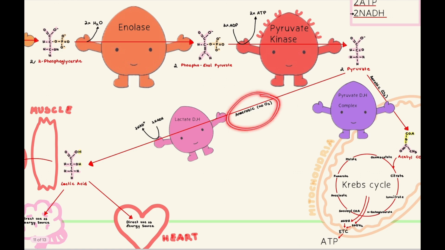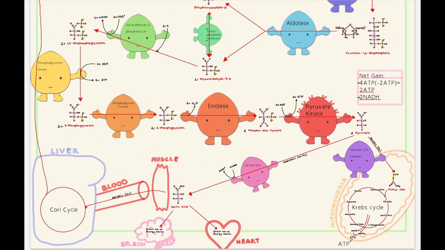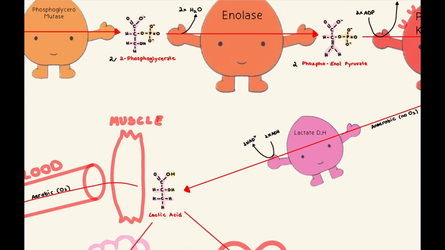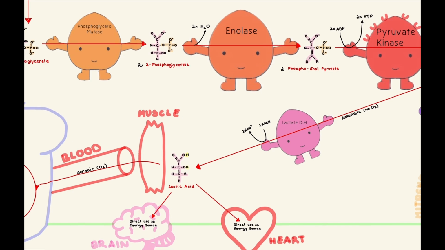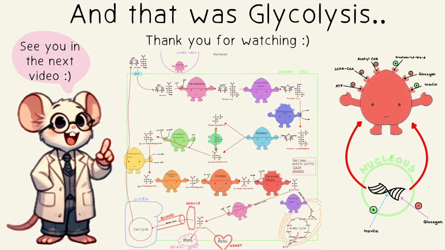Under anaerobic conditions, the two molecules of NADH produced during the glycolysis reaction will drop off their hydrides onto pyruvate again to form lactic acid, which will be utilized depending on the type of tissue. And that's glycolysis, turning sugar into energy so you don't have to.